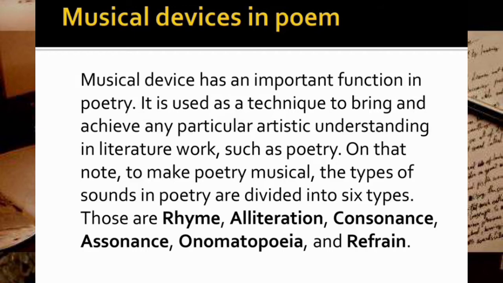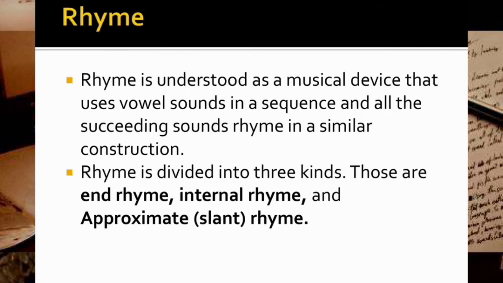Therefore, if we want to make musical poetry, we must recognize the types of sounds in poetry, which are divided into six types, namely rhyme, alliteration, consonance, assonance, onomatopoeia, and refrain. Next, about rhyme.